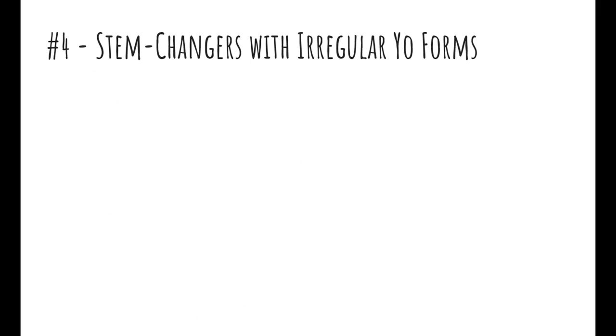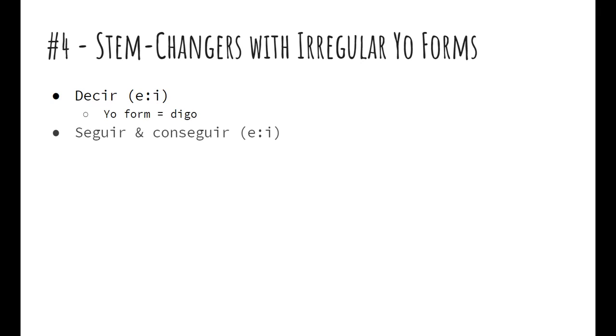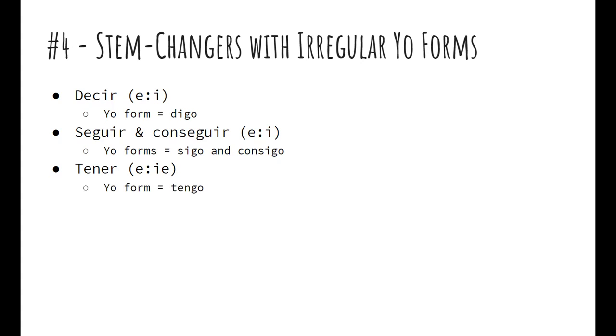Now, stem changers with irregular yo forms. So we're going to transition now into irregular yo form verbs, and we're going to focus on the ones that are stem changers. So we have decir, E to I. The yo form is digo. Seguir and conseguir, both E to I's. Their yo forms are going to be sigo and consigo, respectively. Tener, E to IE. You'll have tengo. Venir, E to IE. You have vengo.